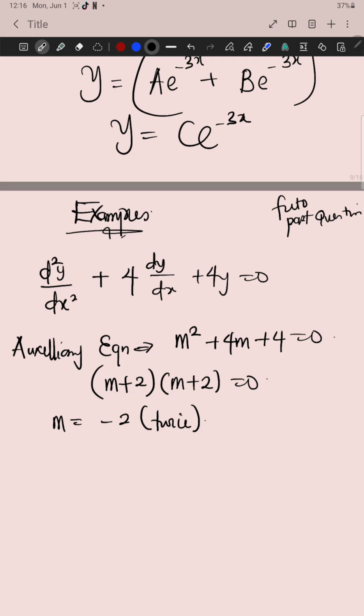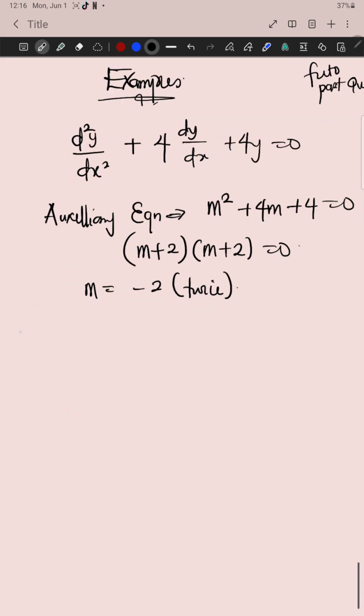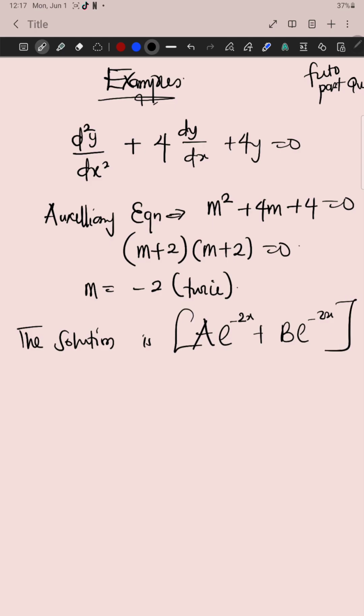Minus 2 happened twice. So it means that the solution is y is equal to e to the power of minus 2x, right? Because normally we're supposed to write A e to the power of minus 2x plus B e to the power of minus 2x, right? That is what we're supposed to have. But I'm now trying to tell you that since this and these are common, you can now say that what?